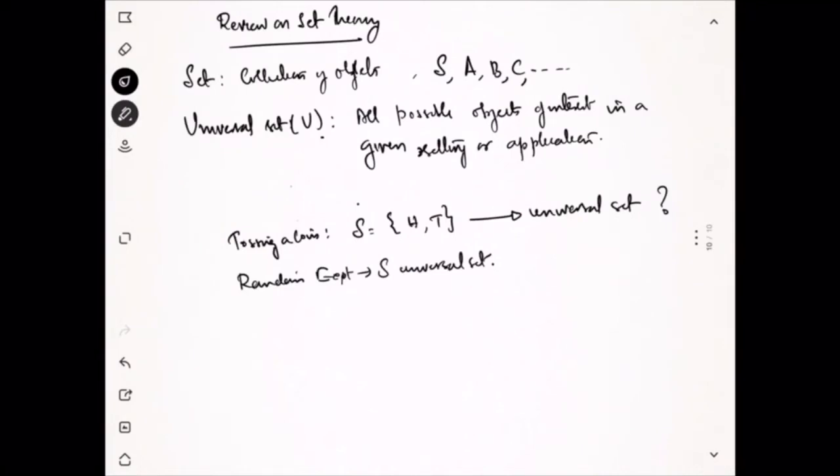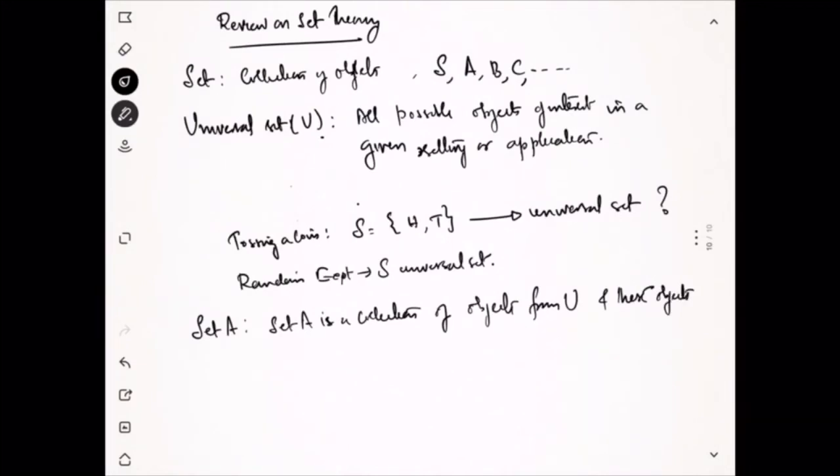Now let us define a set A. A set A is a collection of objects from U, and these objects are called the elements of the set A. Usually the elements are denoted by using small letters, for example a, b, c, etc.